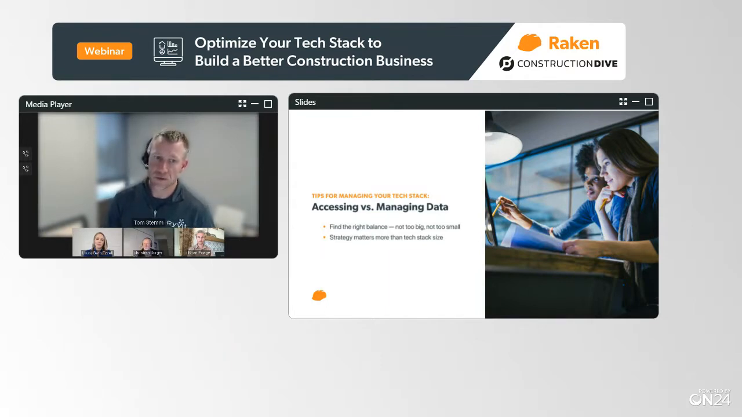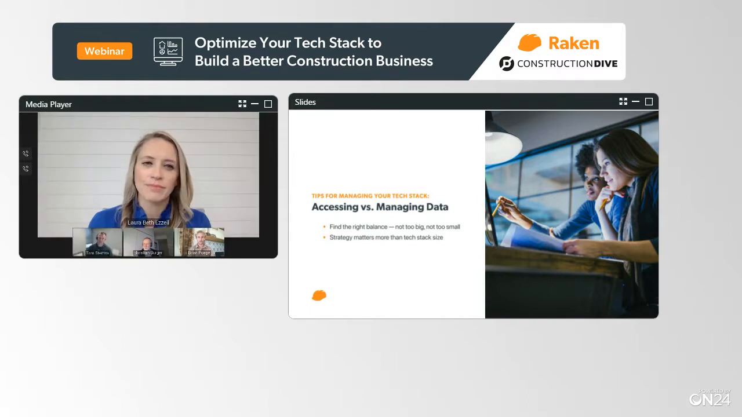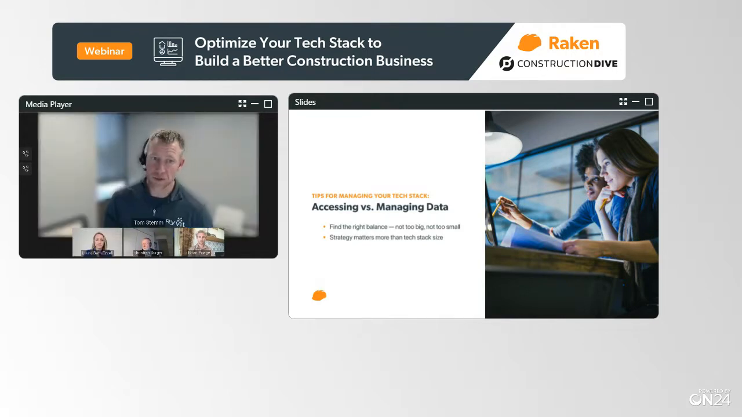And let's talk a little bit about that strategy behind how to get started, Tom. Well, I think the first thing to focus on is really separating the concepts of accessing data and managing data. So before you worry too much about how you'll manage your data, your first priority should really be to make sure you have access to it.